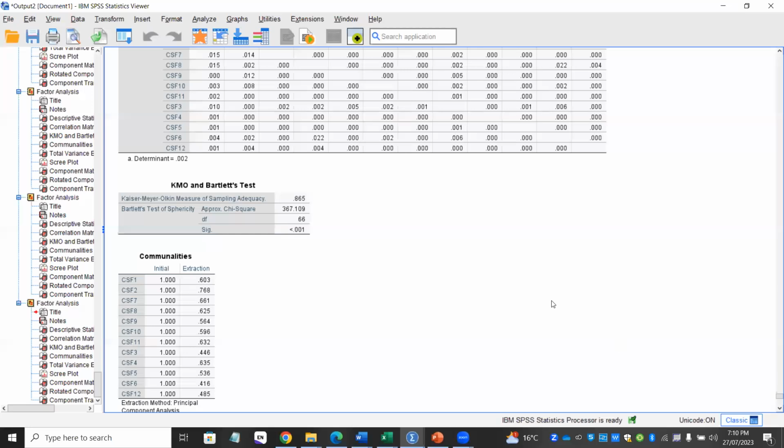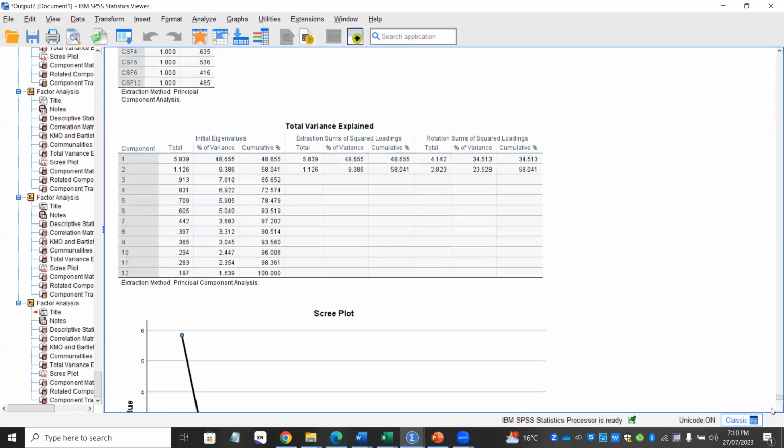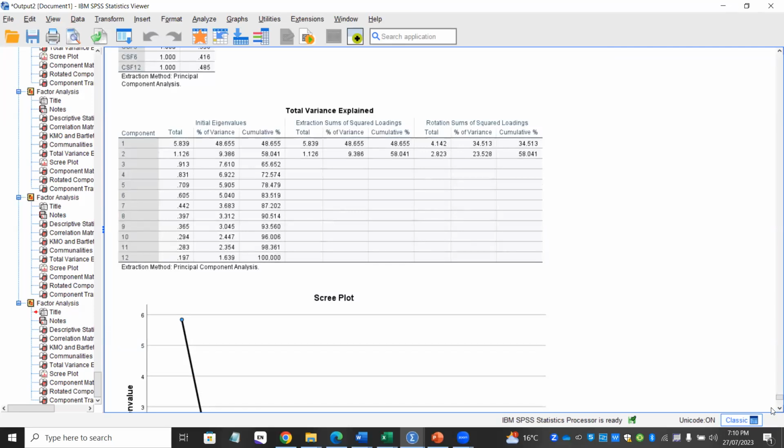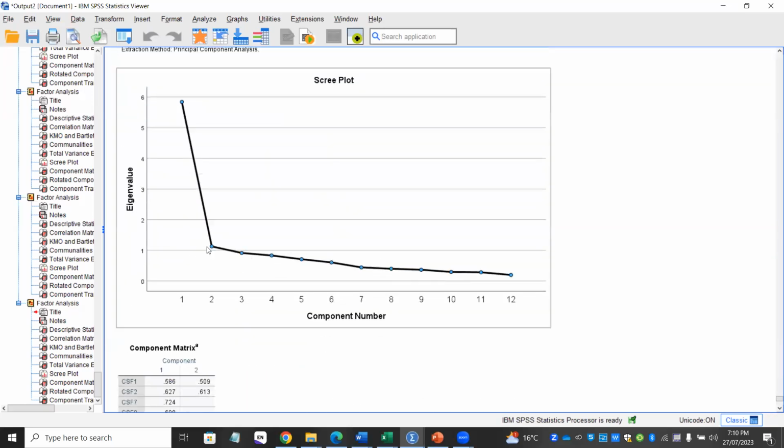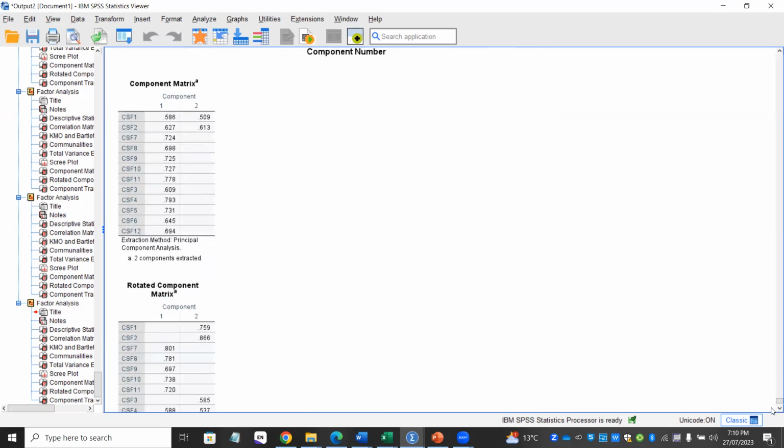So the results are showing that our KMO is okay, Bartlett's test of sphericity is okay, and then the eigenvalue. So we are seeing in the factor analysis, the principal components or the eigenvalues, that a two-factor extraction, or two groups, have been extracted by the PCA. So 2. And then the scree plot confirms that 2.